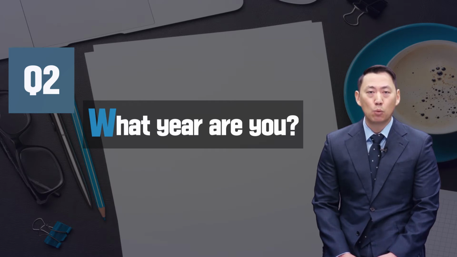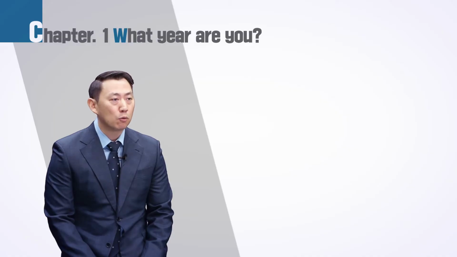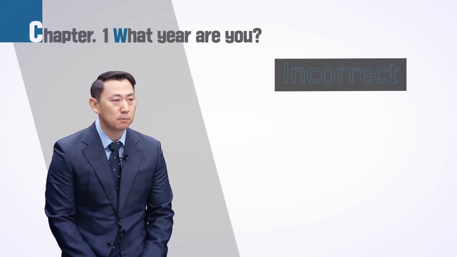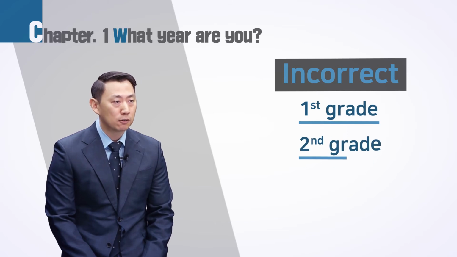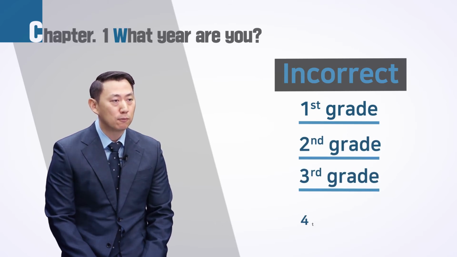The second problem that we want to take a look at, which is commonly made as a mistake in the classroom, is what year are you? This can be confusing because we often ask for age in Korean, but we're not asking what year you were born. We're actually asking what year are you in college or what year are you in school? So the one way that we answer in Korean is by saying, "I'm in first grade," or "I'm in second grade," "I'm in third grade," or "I'm in fourth grade."